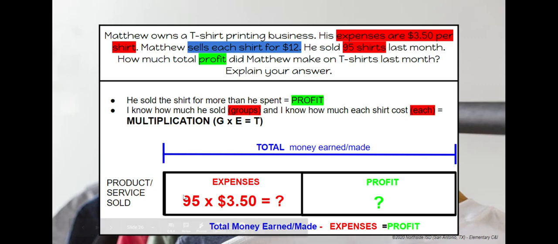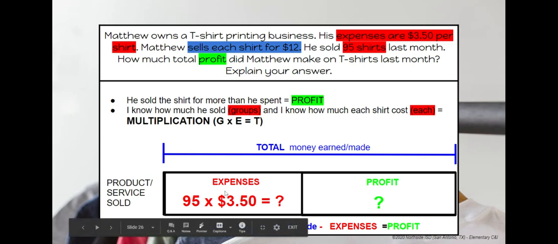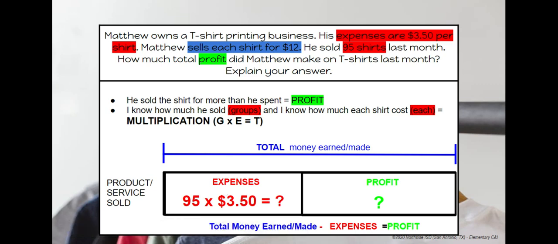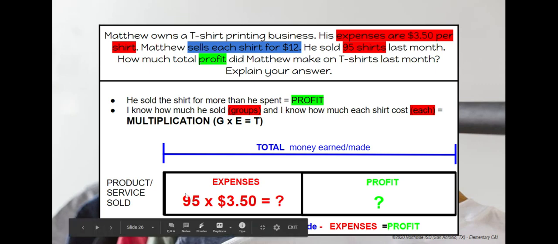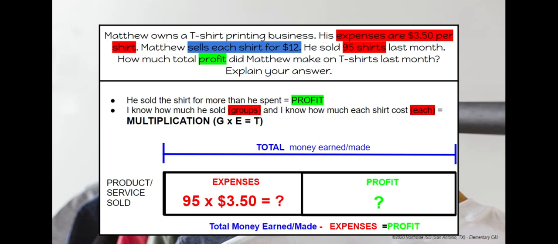$3.50. So his expenses in the last word problem, they told us how much they spent. In this one, you have to solve for it. So in order to solve, I know how many groups, how many shirts, there were 95, and I know how much each shirt cost. It was $3.50. Now, if you're up for the challenge, go ahead and take your paper and pencil and multiply 95 times $3.50.